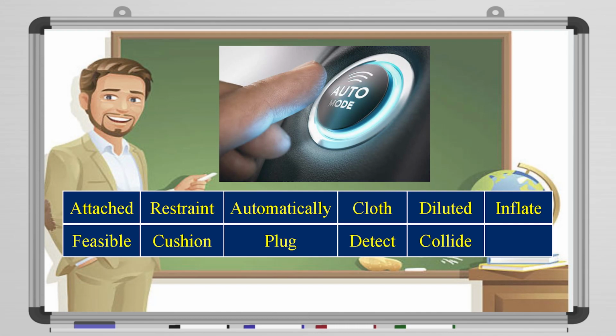It's obvious. It says auto. What does it mean? You can see it right there. It's right in the picture. Can it be a restraint? I don't think so. So, it's automatically.